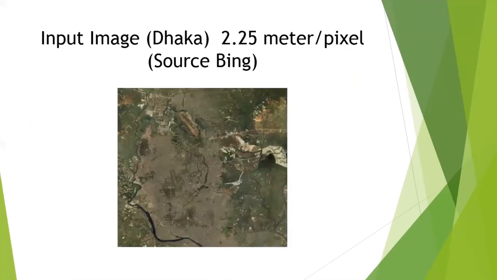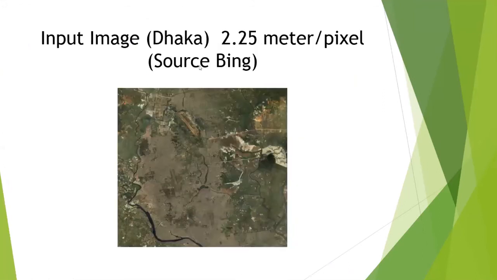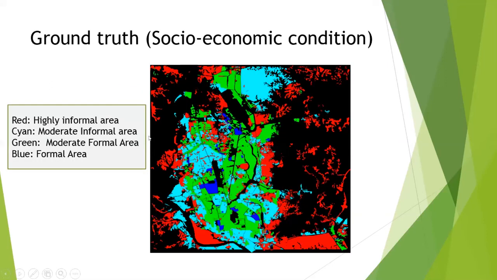Okay, so now we will apply our concept to the Dhaka city. So this is the whole satellite image for Dhaka. We downloaded the Bing image where the resolution is 2.25 meter per pixel. This is the whole Dhaka area, and we made the ground truth here. So we visually made the ground truth to check our model and to investigate how the deep learning works for our proposed categorization technique.